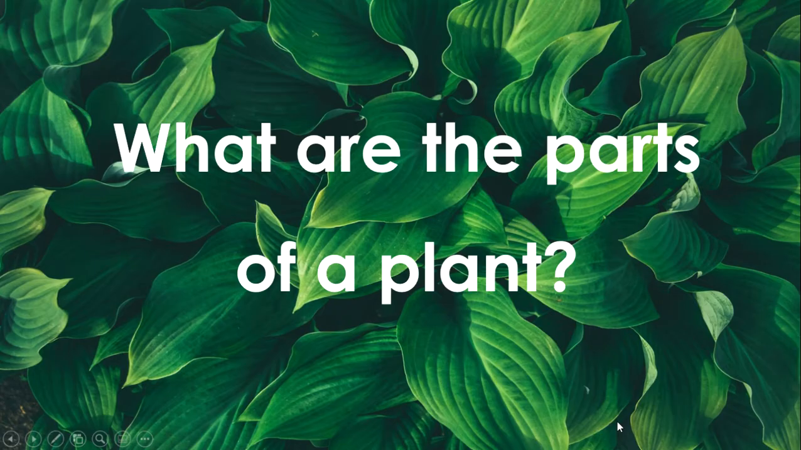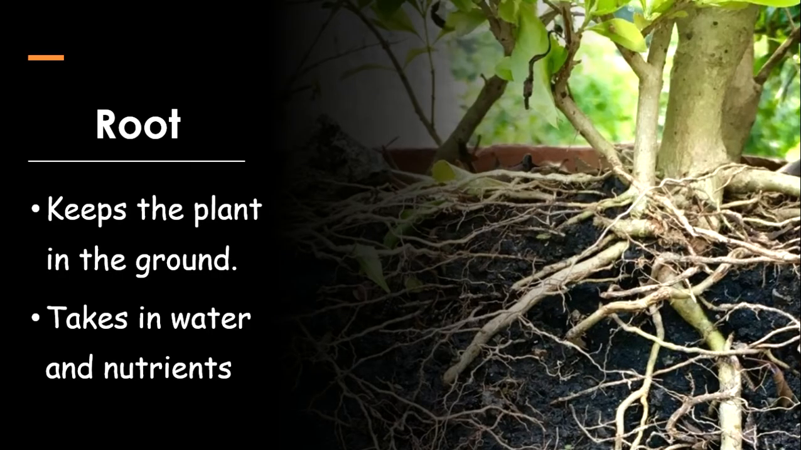Now, what are the parts of a plant? Let's explore that. First part we're going to be looking at is root. Do you see the roots here? Yes, there are quite a lot of roots there. Now, what does the root do? The root keeps the plant in the ground and it takes in water and nutrients. So the root acts like an anchor and it holds the plant down firm in the ground, so that way the plant doesn't get easily blown over by the wind.